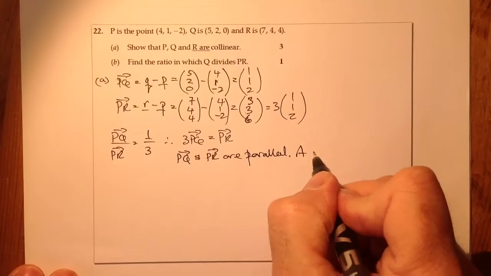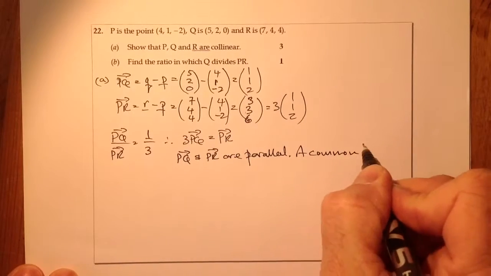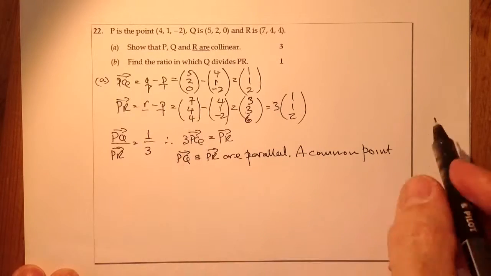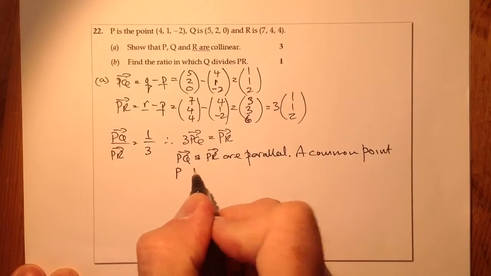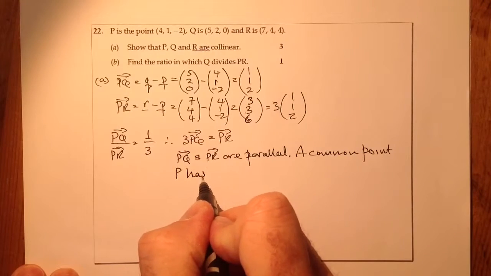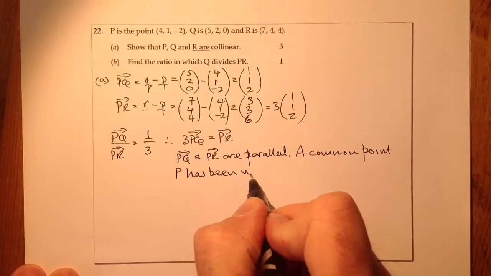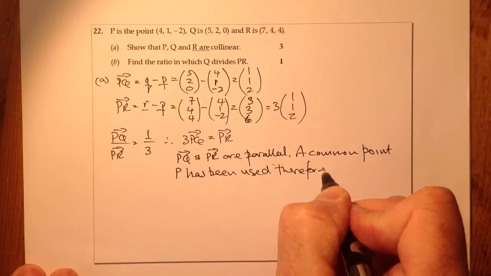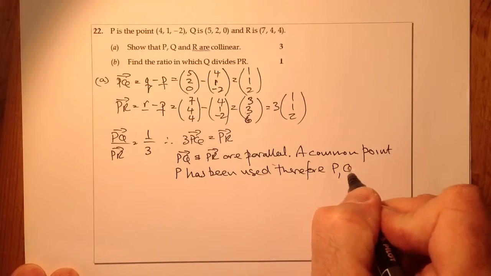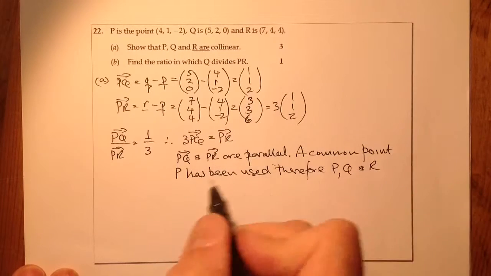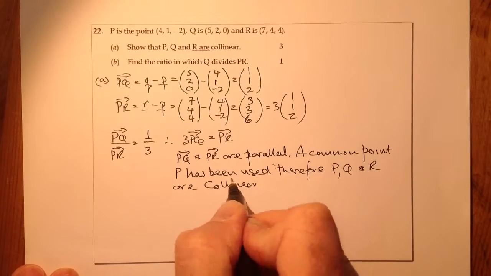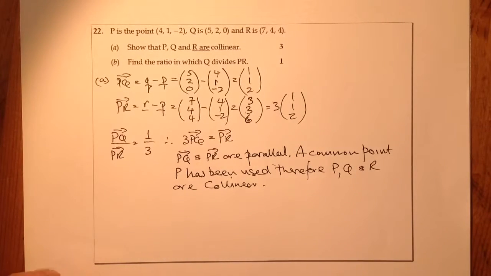I'll just say that a common point, and the common point that we used was P in both of these. Common point P has been used. Therefore, I'll say that P, Q and R are collinear. That's the end of part A.